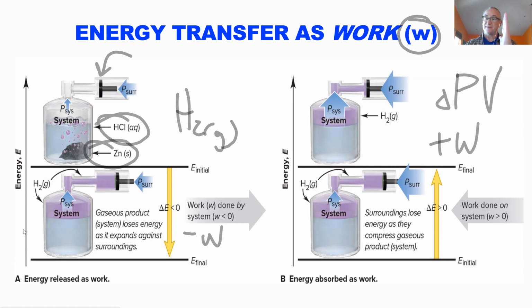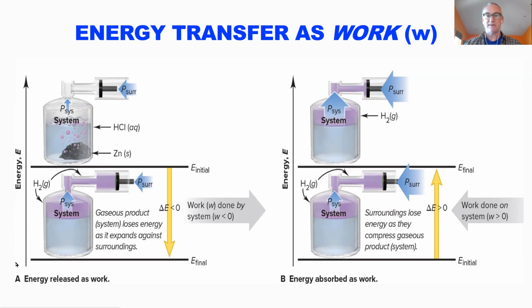So if the system is changing the pressure or the volume, that's negative work because it's doing work against the surroundings. If we are pushing and increasing the pressure or decreasing the volume of the system, that is work we are doing, and it's positive to the system.